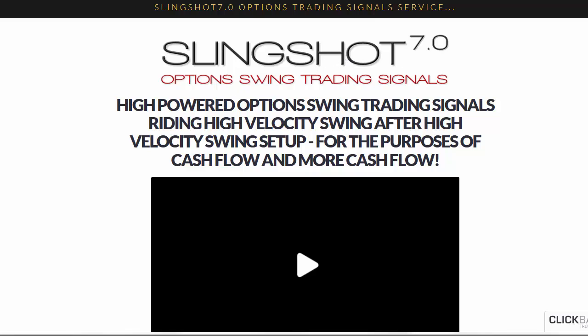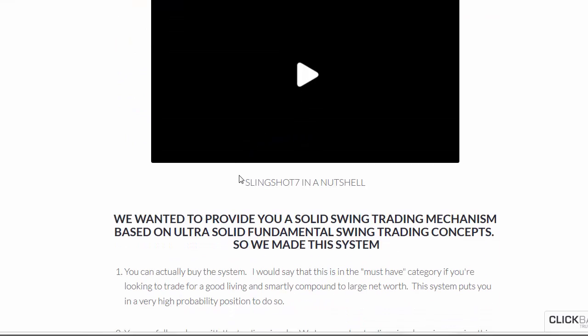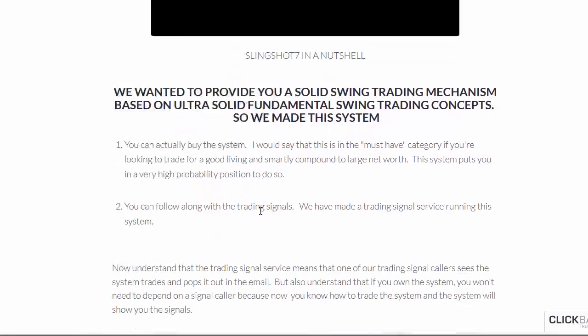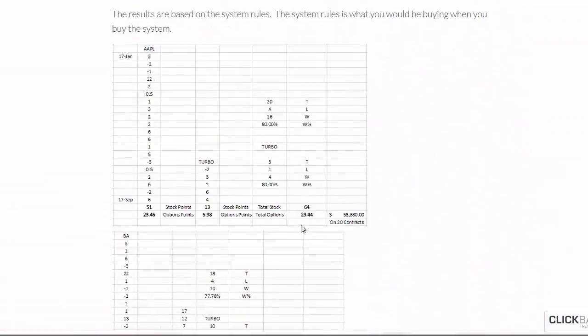So SlingShot 7.0. I'll put the other systems logo up here, but the concept here is for generating cash flow. All right, and doing so over time, over a span, let's say year by year, and then either looking to do whatever you want with the cash flow or compound the cash flow and build up a bigger account so you can have bigger position sizes. So if we scroll down here to the performance, we can see here the system's results.